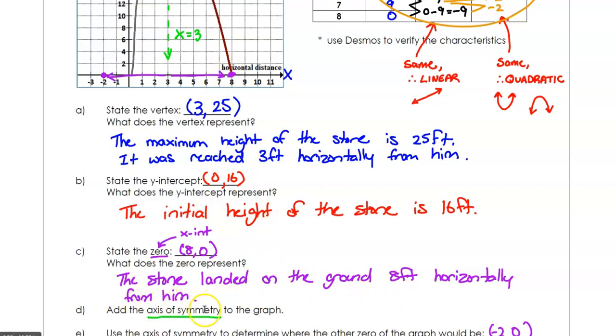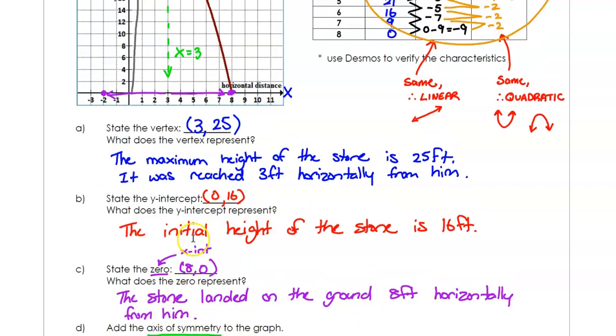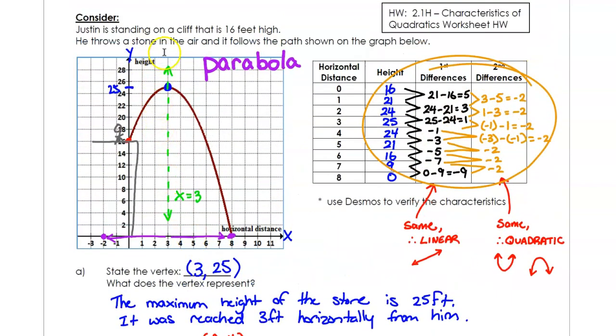Add the axis of symmetry. So that's a new phrase. An axis of symmetry is essentially kind of like a mirror line. So what you want to do is take a look at your parabola and cut it in half. And we only cut it in half vertically. The axis of symmetry is never drawn horizontally. So it just splits the parabola right in half, and it always goes through the tip, so the vertex.